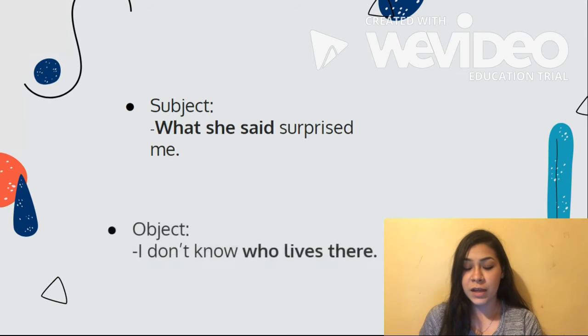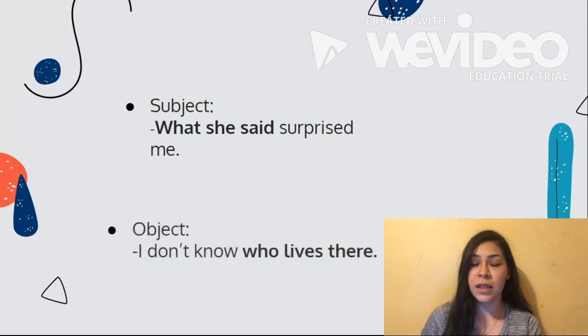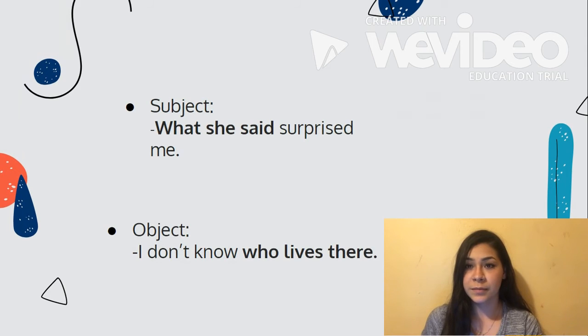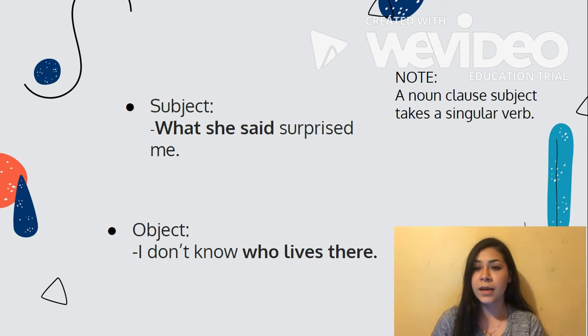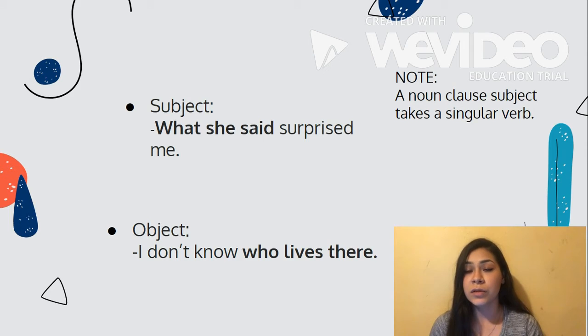The embedded question as an object could be "I don't know who lives there." There you can see that the embedded question works as the object of the sentence. As a little note, you have to take into account that a noun clause as a subject takes a singular verb. You have to make sure that it is a singular verb.